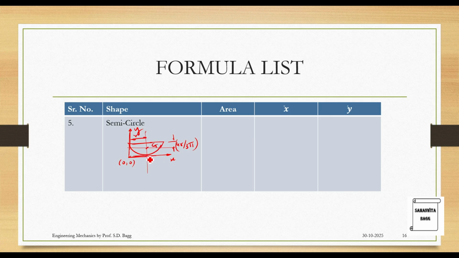So I start from here. This gap along the x-axis is r, and this gap is 4r by 3 pi. And this total height over here is what? It is the radius r again, because it's a semicircle. So this y will be total r minus this gap, such that you get this value over here. So it is r minus 4r by 3 pi. This is the formula of y bar. And area, as we have seen, it is pi r square by 2.